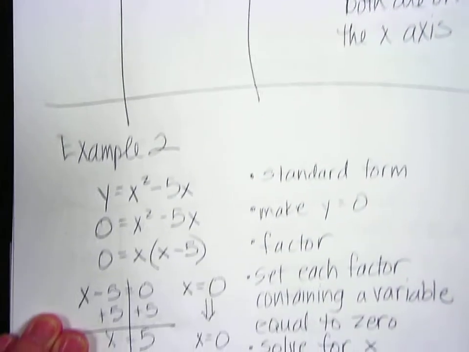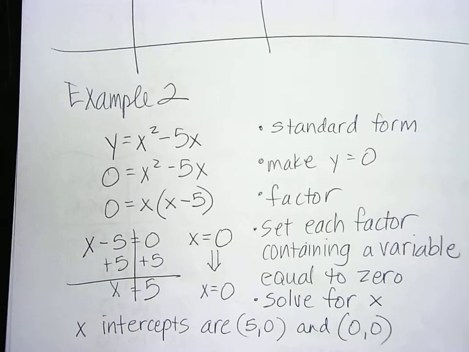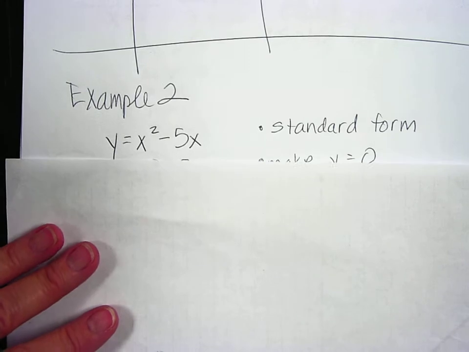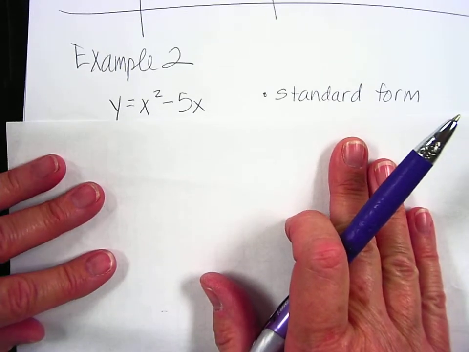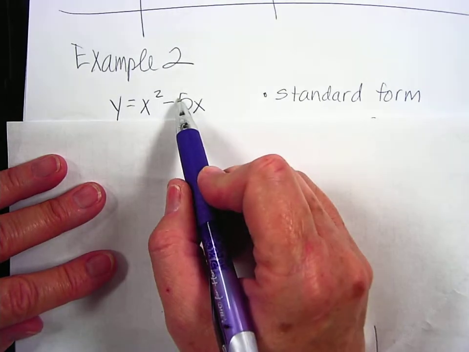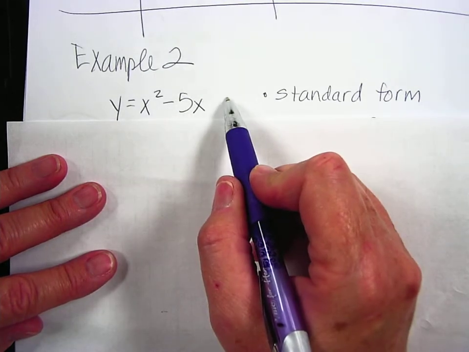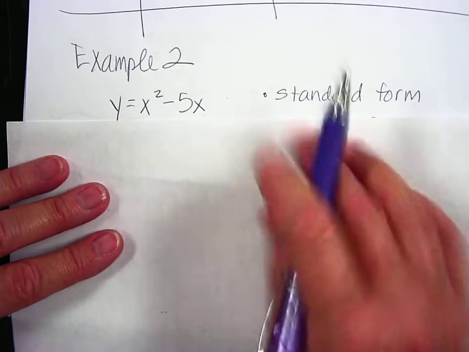Example number 2. y equals x squared minus 5x. Is this in standard form? y equals ax squared plus bx plus c. c must be 0. There's no c term. Okay, it's in standard form.